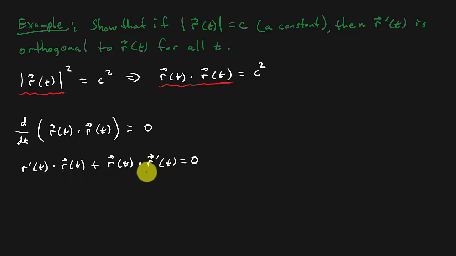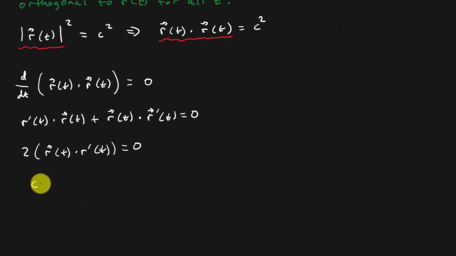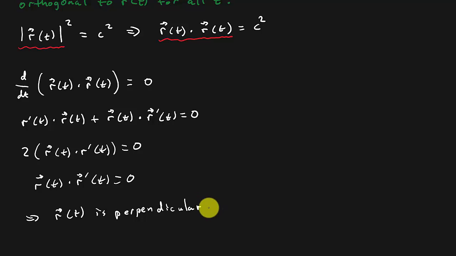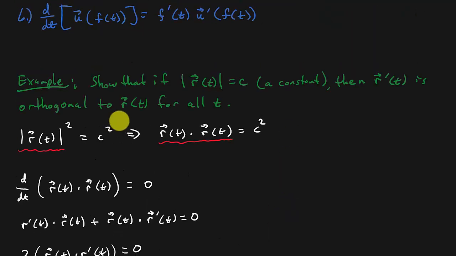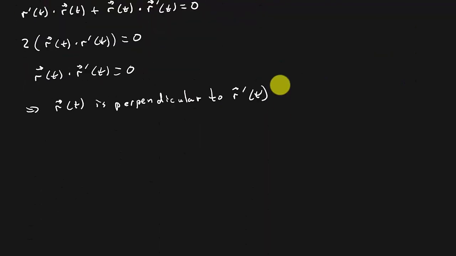All right, so now I can combine these two terms. These are like terms. So this is going to be 2 times r of t dot r prime of t equals 0. And then if I divide both sides by 2, I get r of t dot r prime of t equals 0. So this means that r of t is perpendicular to r prime of t. All right, so that's showing that, proved that. All right, so that wasn't too bad.